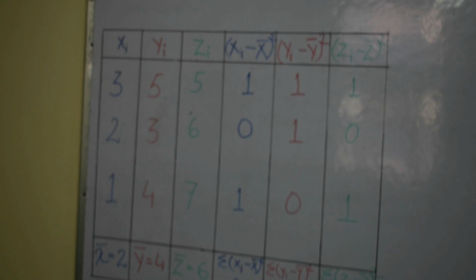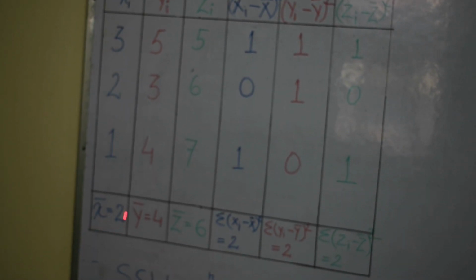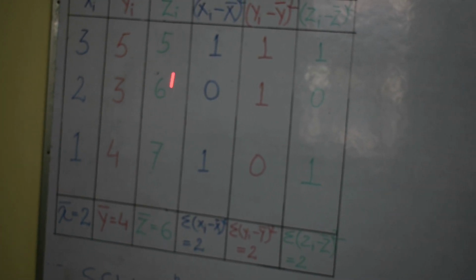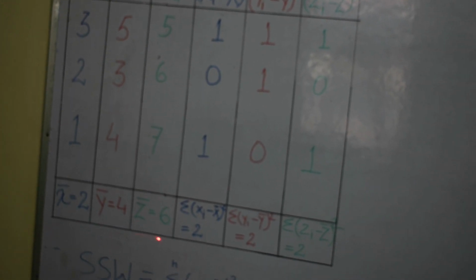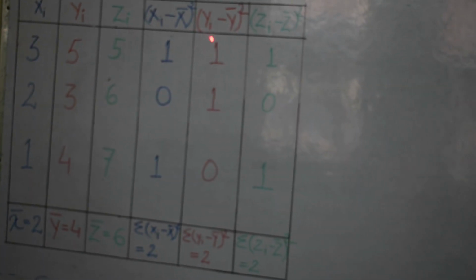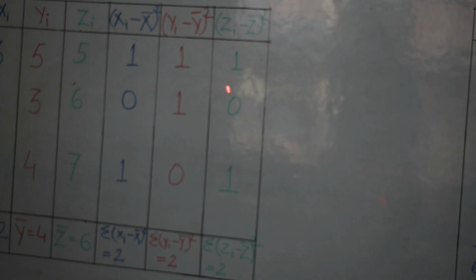Now these are the values of x, 3, 2, 1, and the mean is 2. Similarly, the second row y has 5, 3, 4, and the mean value is 4. Now the third row is 5, 6, 7, and the mean value of the z row is 6. So these are the deviations squared, and the sum of the deviations squared for x is 2. Similarly, for y it is 2, and similarly for z it is 2.